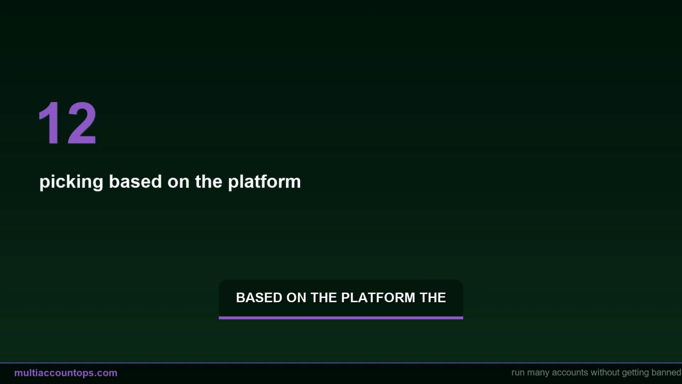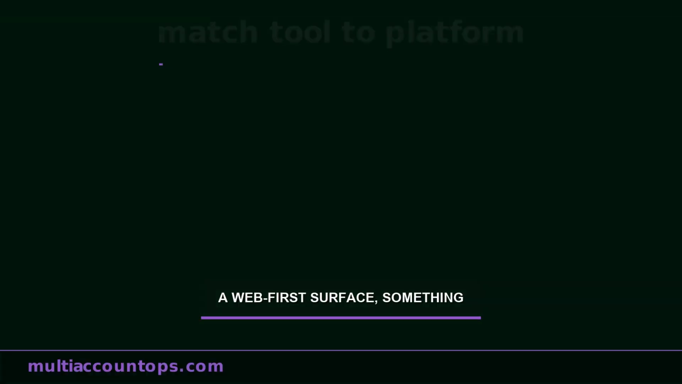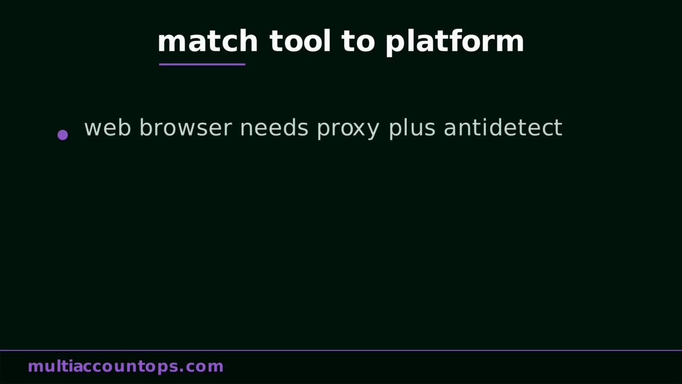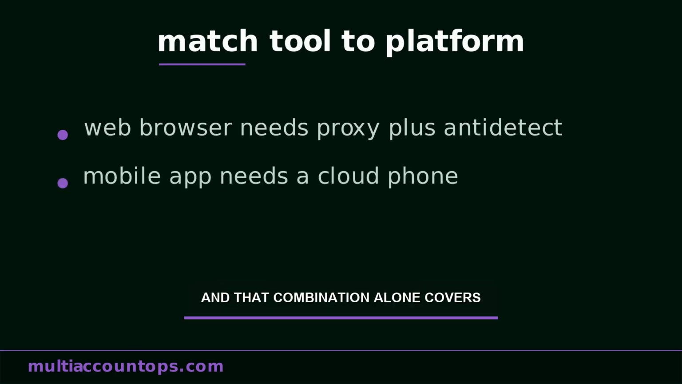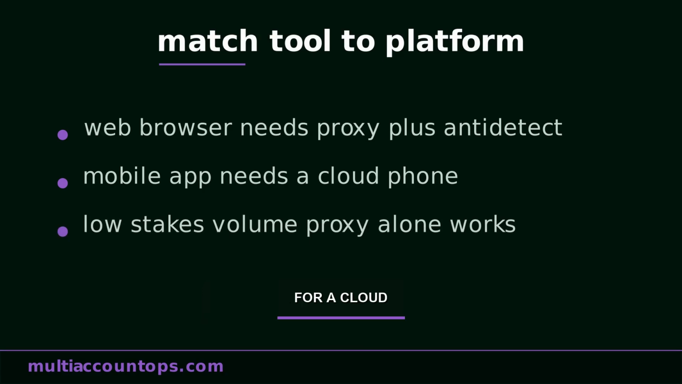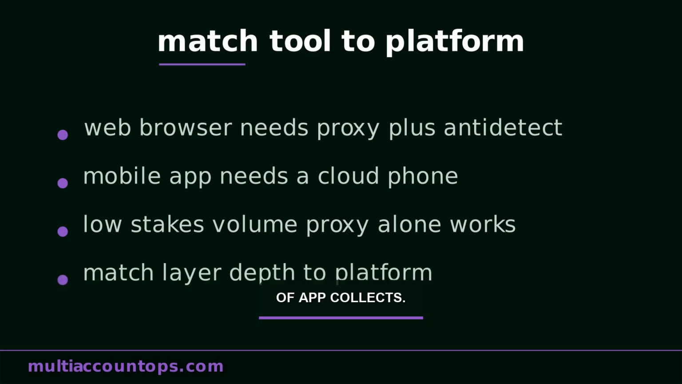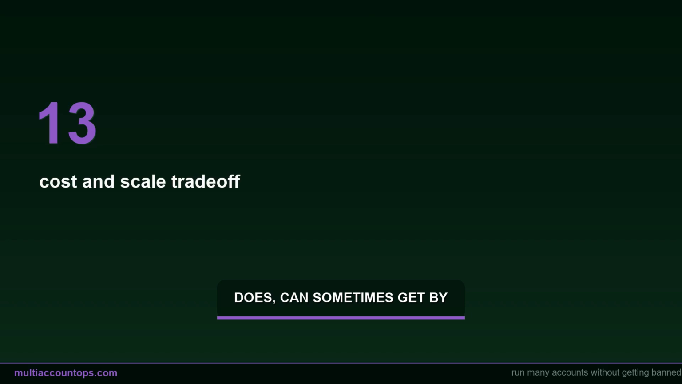Picking based on the platform. The practical decision starts with where the platform actually lives. A web-first surface, something used mainly through a desktop browser, is well served by an Antidetect browser paired with a matched proxy, and that combination alone covers the two layers that surface can actually see. A mobile app-only surface with deep SDK-level fingerprinting calls for a cloud phone, because no browser-based spoof reaches the signals that kind of app collects. Lower stakes, high-volume testing work, where the fingerprint barely matters and only the network does, can sometimes get by on a proxy alone, at least until the stakes rise.